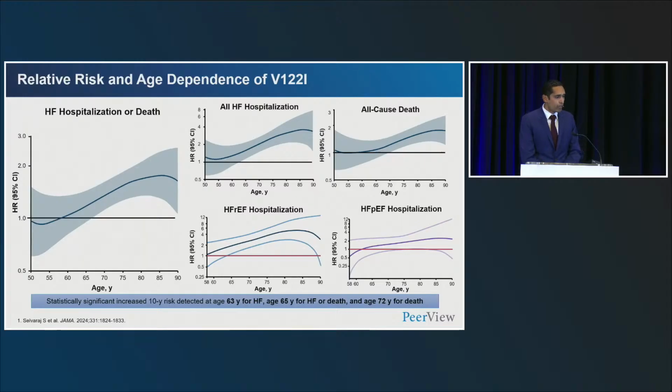These are some data that we published to look at the risk, if you are a carrier, of developing heart failure and dying, and what type of heart failure you're developing as well. These graphs show that your increased risk for heart failure hospitalization, later in the disease course, occurs around the age of 63, and your 10-year risk for mortality increases around 72. And this is actually lower than we previously thought.